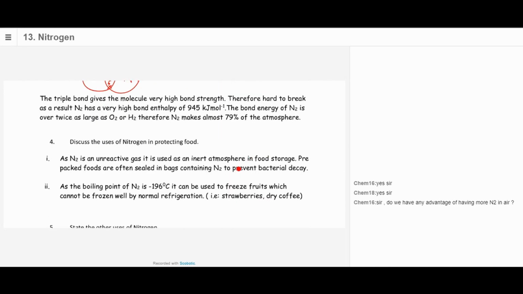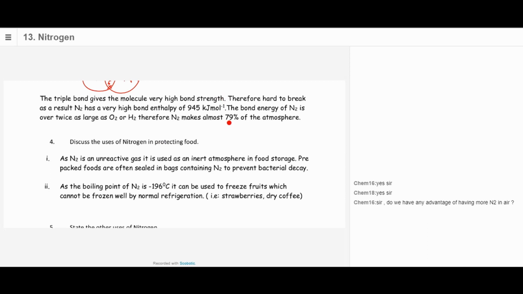Right. So nitrogen has a very low temperature. Liquid nitrogen is about minus 196 degrees Celsius. Therefore, liquid nitrogen can be used to freeze fruits which cannot be frozen under normal conditions, for example strawberries and dry coffee.